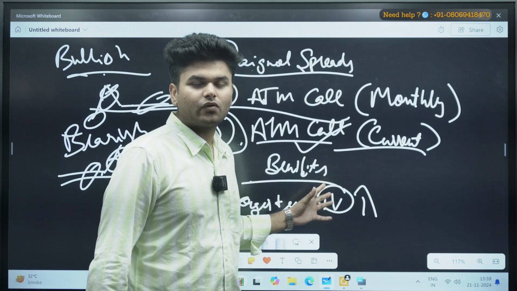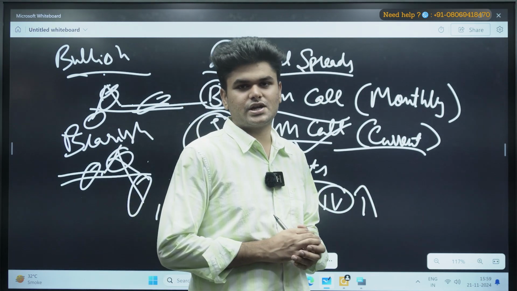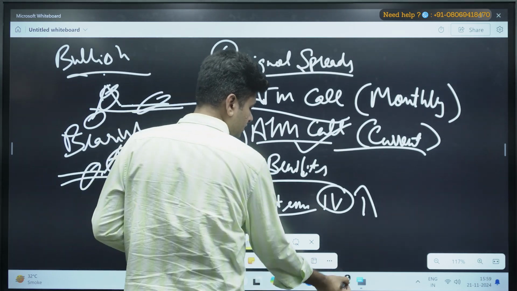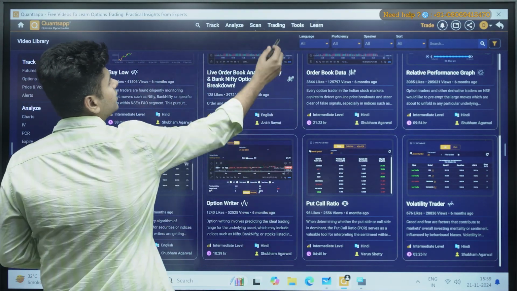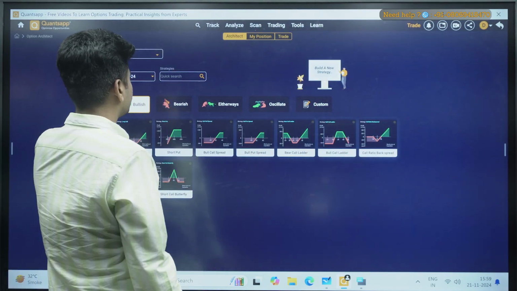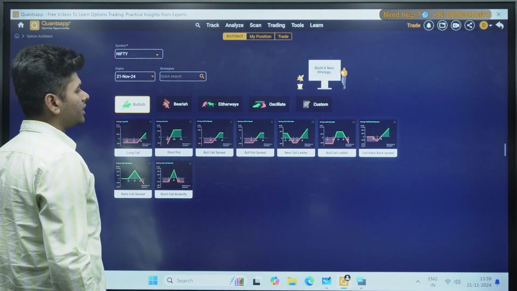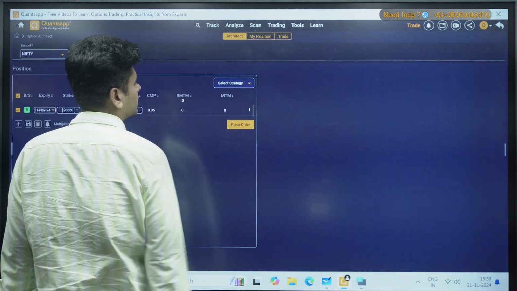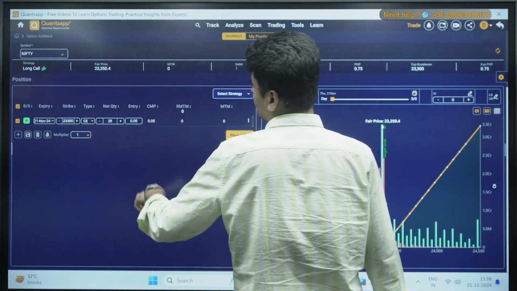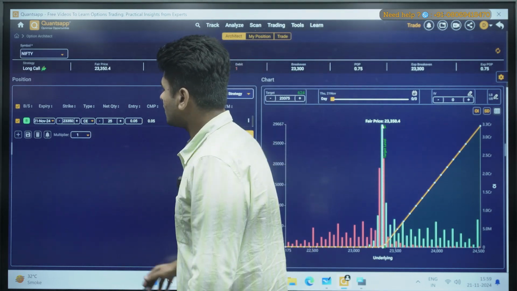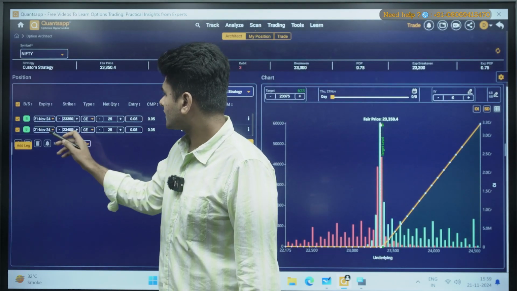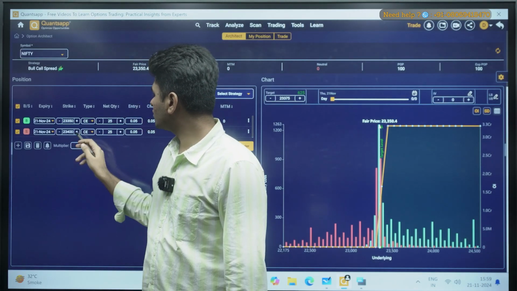Okay, let's go to QuantSap and try to create an example of how you can initiate this kind of strategy. We'll go on the trading section and in the options architect. Let's suppose we will initiate a trade in Nifty only. Simply we'll go on the custom. Nifty at the money level is somewhere around 23,350. So what we'll do here is we'll sell both call and put.